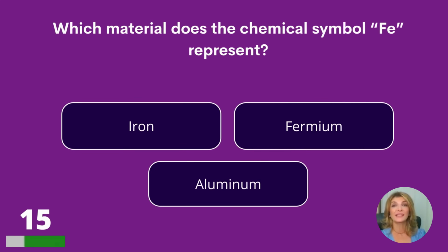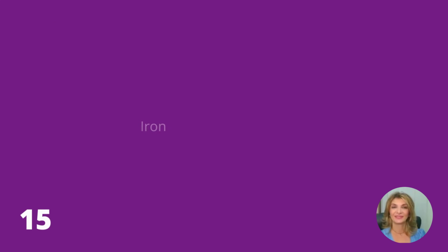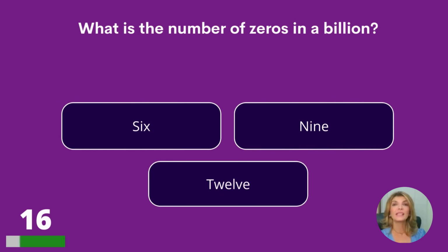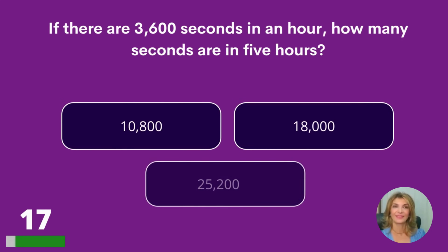Which material does the chemical symbol Fe represent? Iron, fermium, or aluminum? Iron. What is the number of zeros in a billion? 6, 9, or 12? 9.